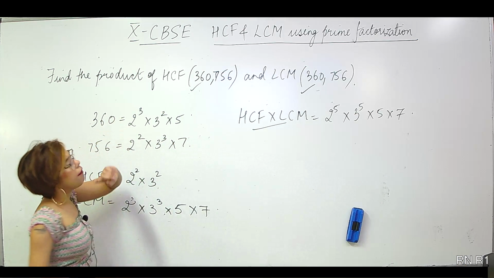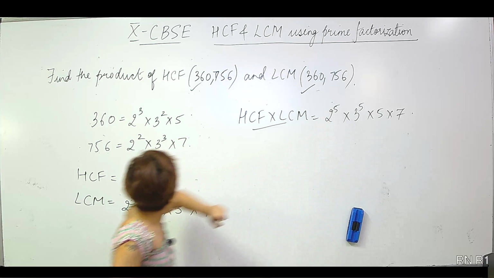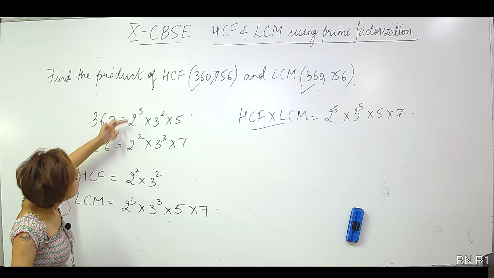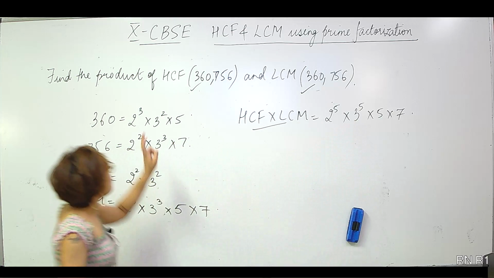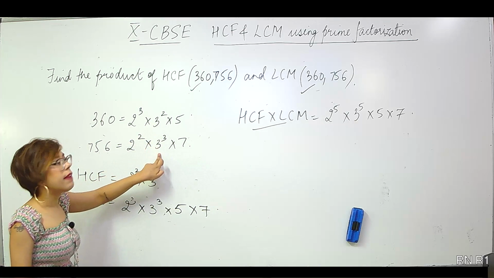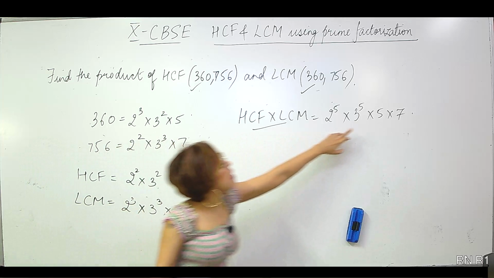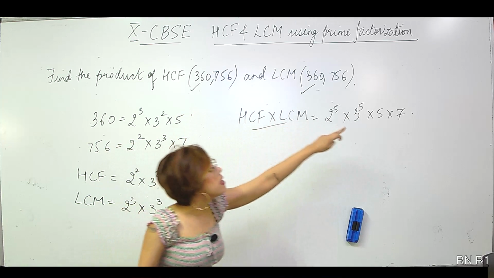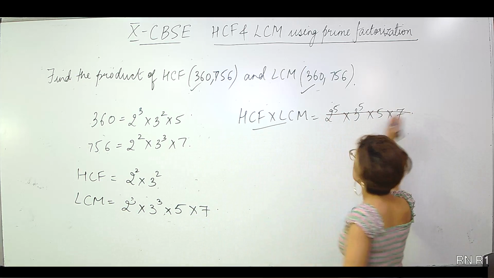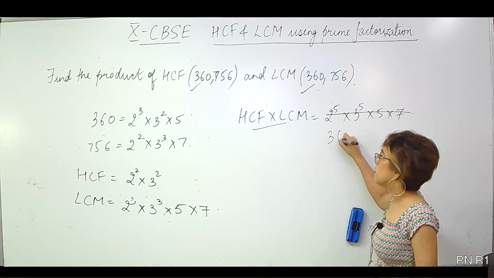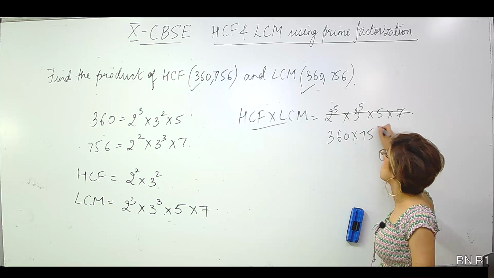Now, if you look carefully, this is 2 raised to power 5. If I multiply the two numbers, will I have 2 raised to power 5? Yes. This is 3 raised to power 5. If I multiply the two numbers, I'll have 3 raised to power 5. Okay. Then 5 is there. If I multiply, 5 is there. 7 is there. If I multiply, 7 is there. In fact, this number is nothing but the product of 360 and 756.